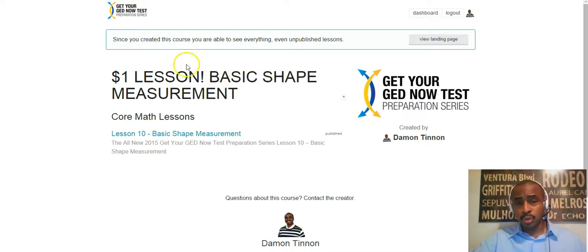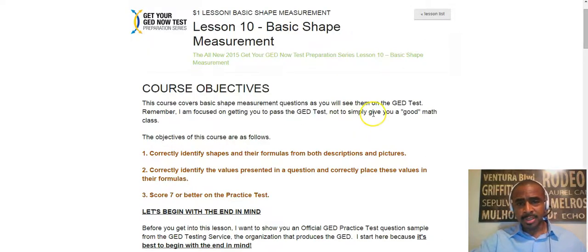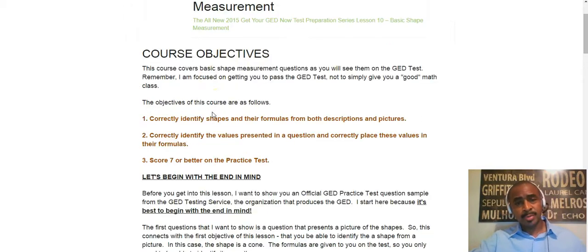And I'm going to do it on one of my lessons. So you would pay your $1, and then you would click on this course, and you come into this course. It's just very clean. Lesson 10, basic shape measurement. It has a quick course description here. This course covers basic shape measurement, as you will see them on the GED test. Remember, I'm focused on getting you to pass the GED test, not to simply give you a good math class. Remember, I am focused on you getting that 150 number you need to pass.